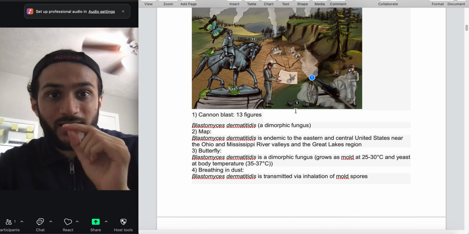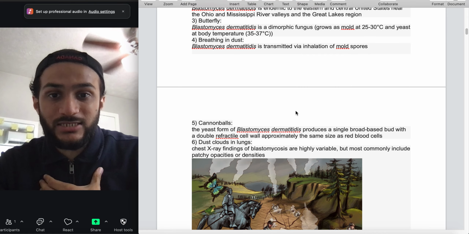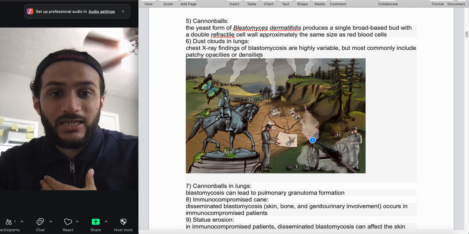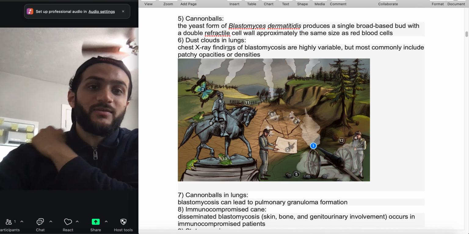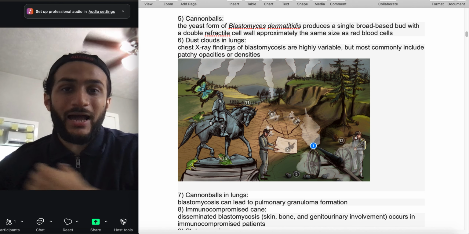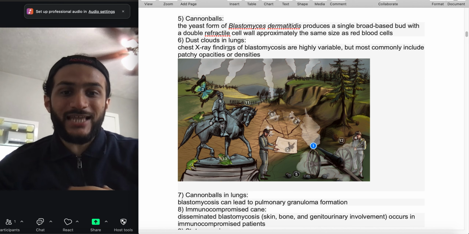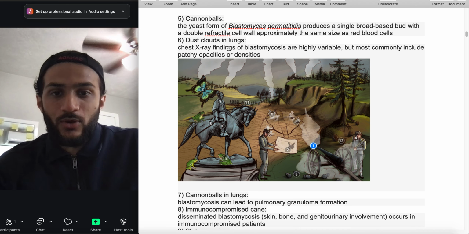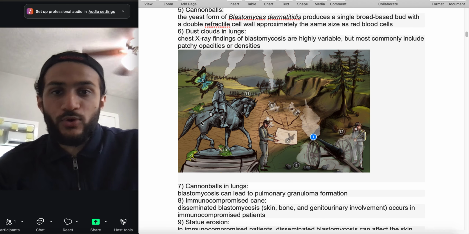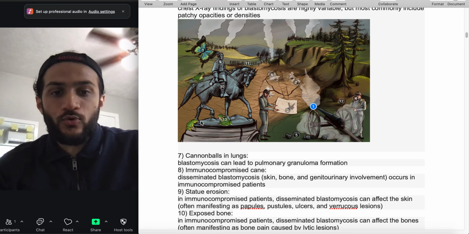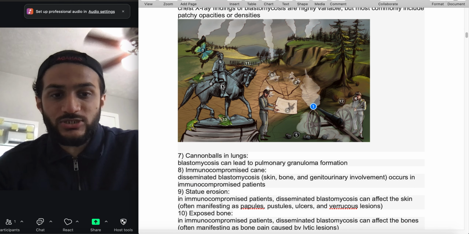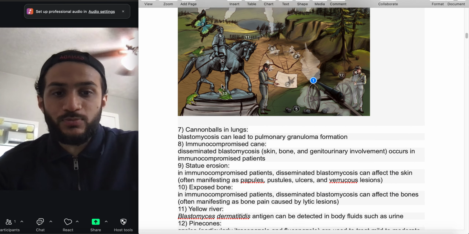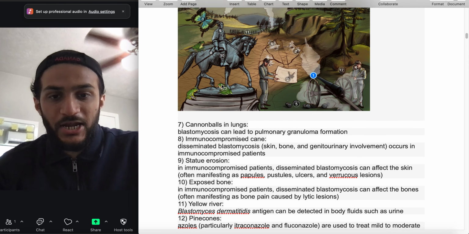And then we want to come back into this photo and come into the lungs. We can see the chest X-ray, dust in the cloud. Chest X-ray findings in blastomycosis are highly variable, but commonly include patchy opacities and densities. So they can lead to granuloma formation essentially. We can see this person who has a cane over here at the horse. That's representing immunocompromise. And then we can see the statue erosion. So it can affect the skin, causing papules, pustules, ulcers, and verrucous lesions. Then we have the exposed bones, so that can cause lytic lesions in the bone.